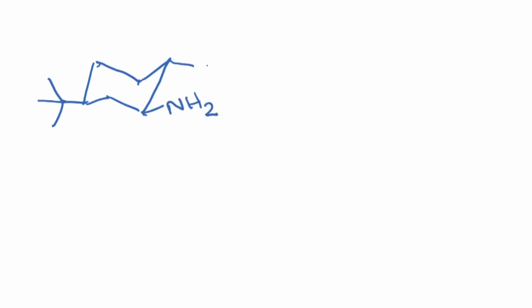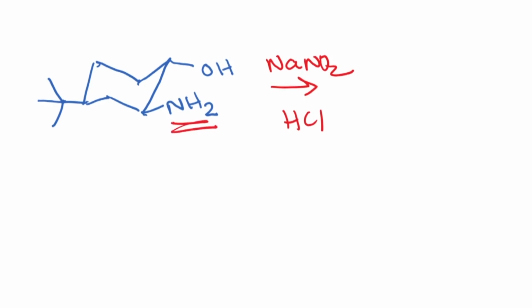Let me just draw out this compound and explain the way in which this rearrangement occurs. In the first example here, the tertiary butyl group is in the equatorial position, as in all the examples. The amine is in the equatorial position, and the hydroxyl group is in the equatorial position. As I had alluded to earlier, when you add NaNO2 and HCl, this is going to be converted to the diazonium salt.